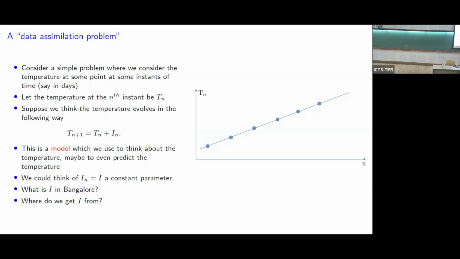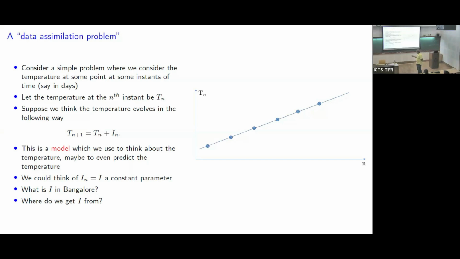So this is a model, and you might be looking at models in your work. For the purpose of this talk, let us think about this increment as some constant value. It seems like a good model, at least from where I am coming from. It seems like every day the temperature is going up by 1 or 2 degrees. So it's a simple model to think of.